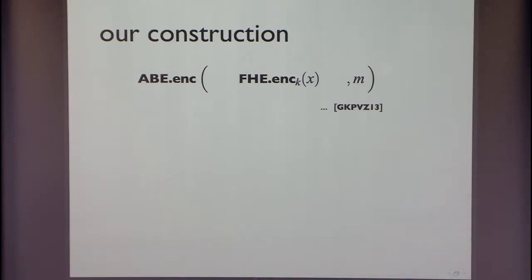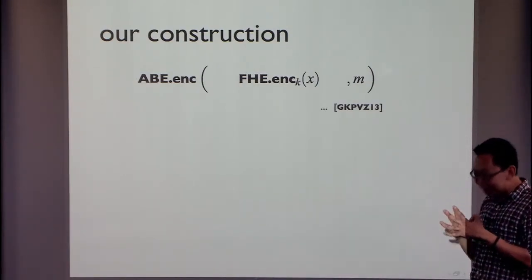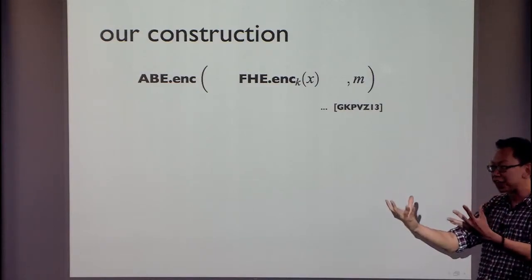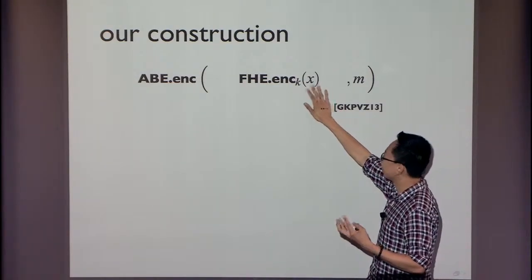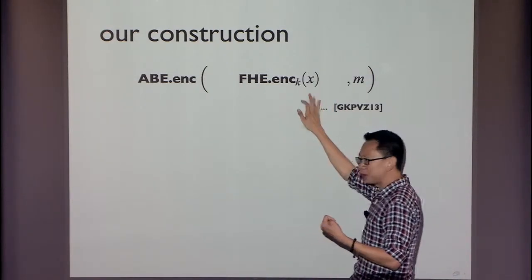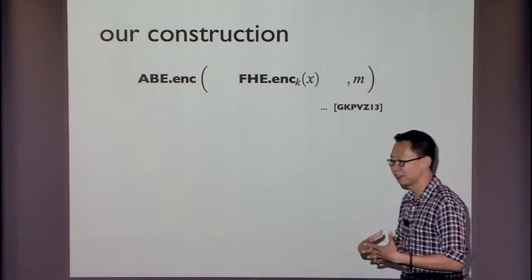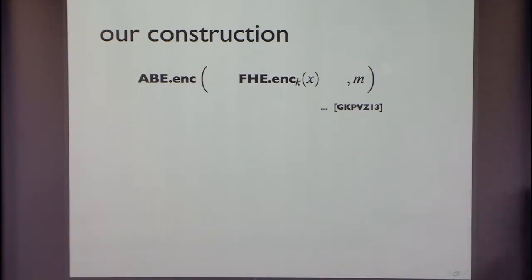So now only the encryptor knows K. The encryptor picks a random K, an FHE secret key, during encryption, encrypts X under K, treats this as the attribute, and then runs the ABE. Any questions about what the construction is?